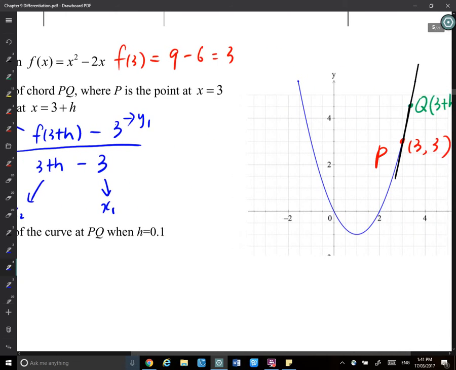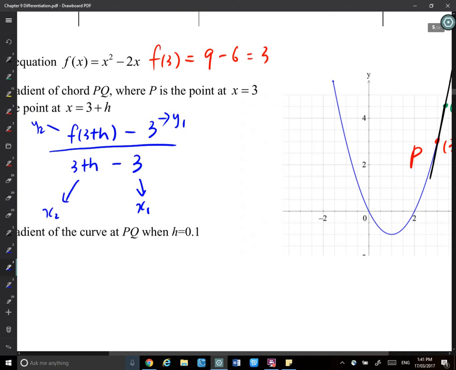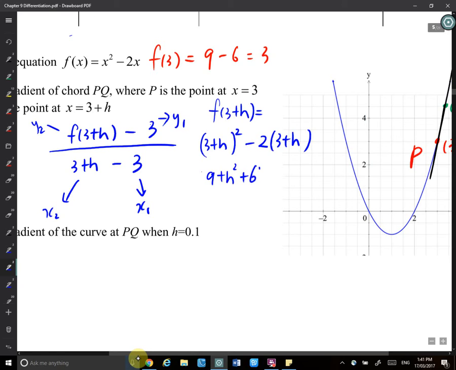So what is f of 3 plus h? F of 3 plus h equals 3 plus h squared minus 2 times brackets 3 plus h. What do you have? That's 9 plus h squared plus 6h minus 6 minus 2h. Simplify that a little bit, and you will have h squared plus 4h plus 3.